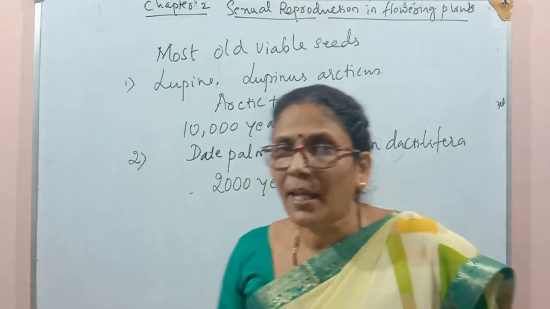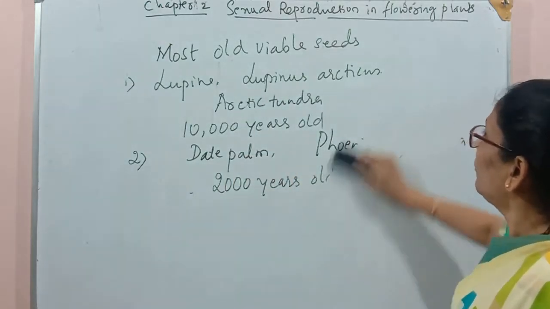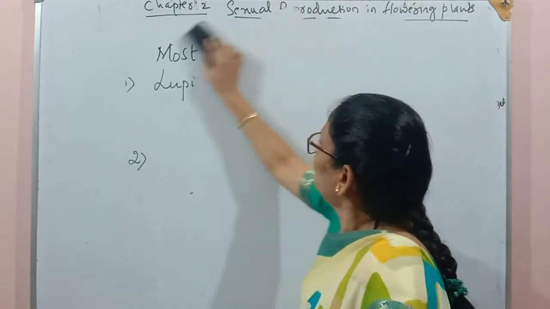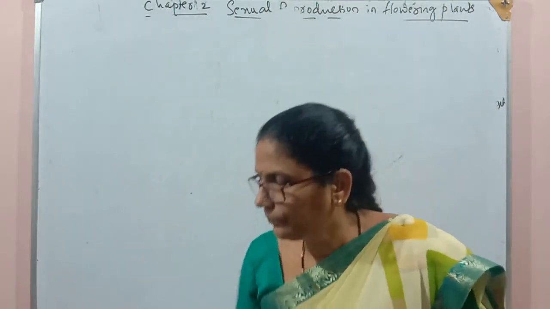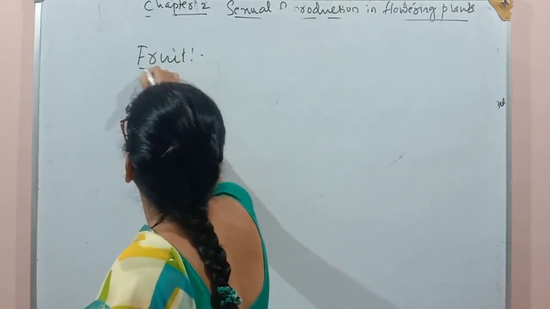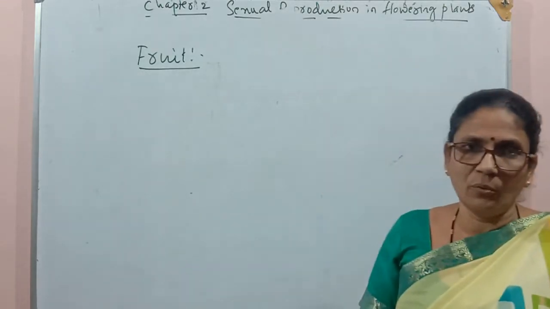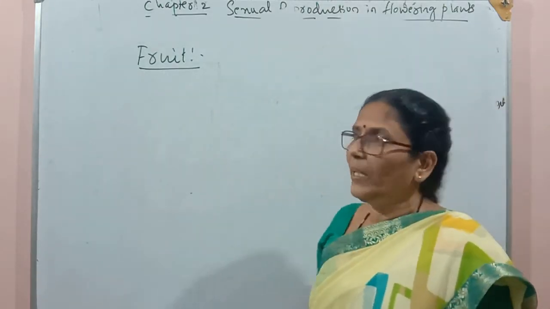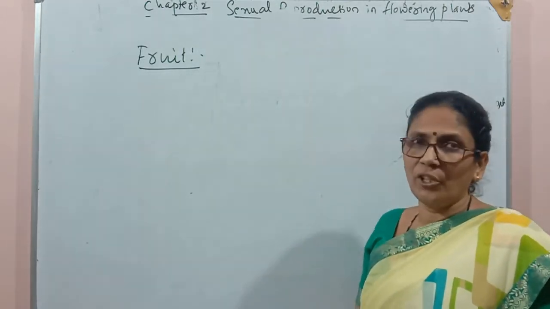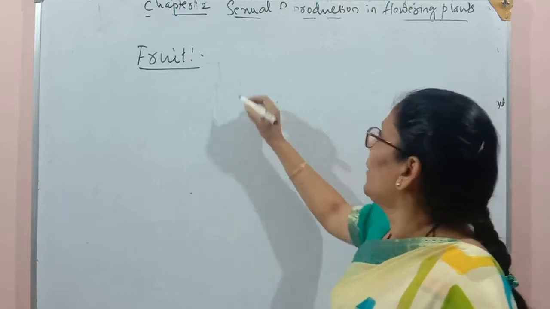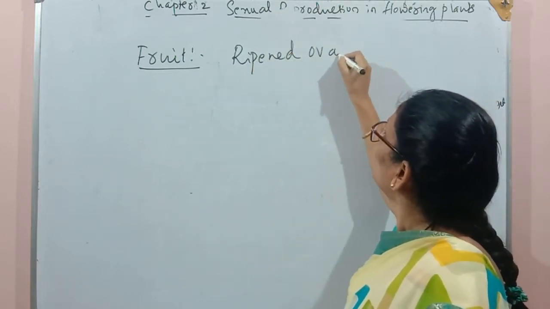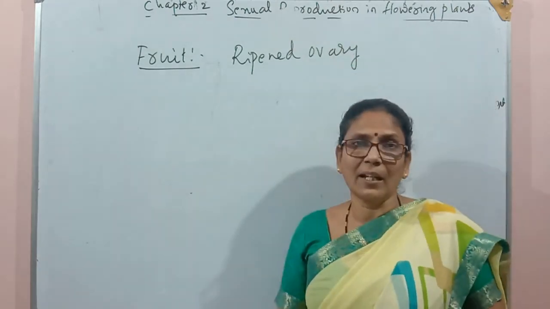Next, we move to the next part, that is, the fruit. We'll discuss the fruit. As a seed is a fertilized ovule, a fruit is a ripened ovary. After fertilization, the ovary is turned into the fruit. That's why fruit can be defined as a ripened ovary.